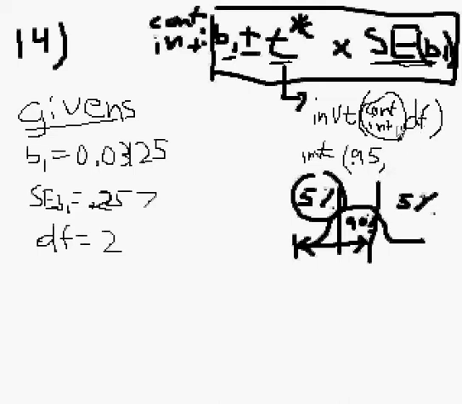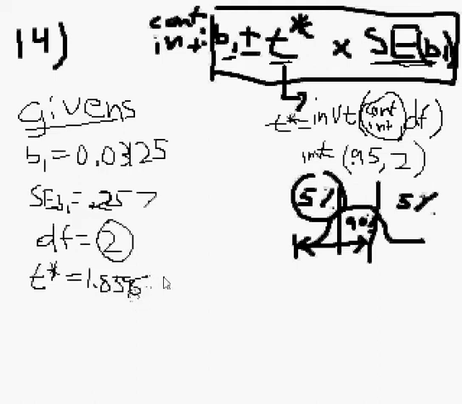Then, comma, degrees of freedom is right here, which is 2. And when you do that, your t radical should equal 1.8595. So I'm going to write it down in my box, sort of. 1.8595.